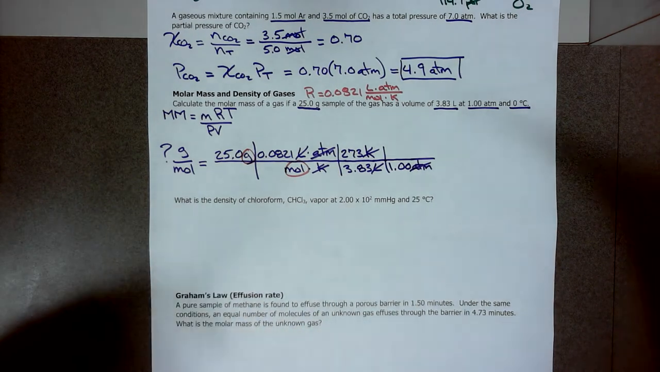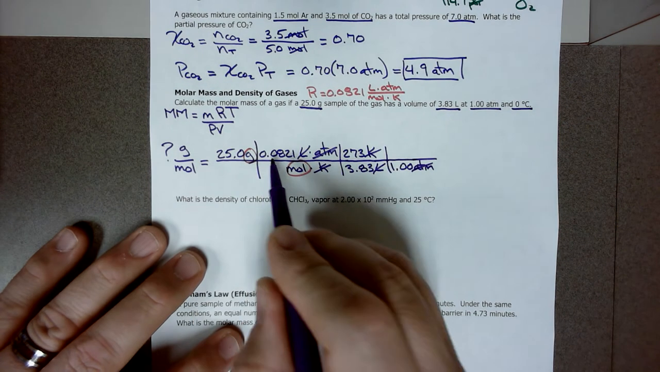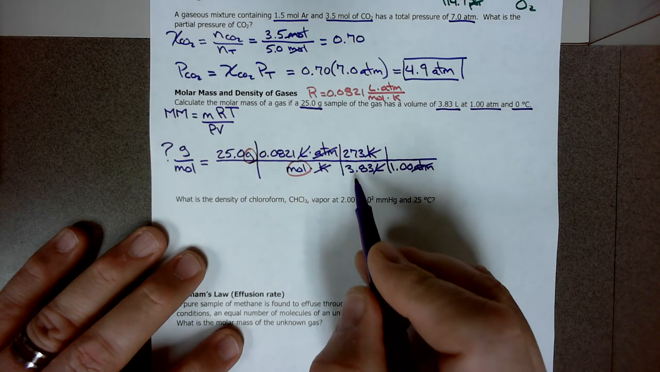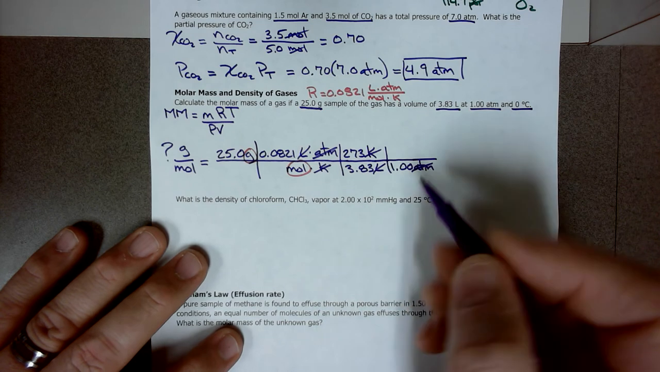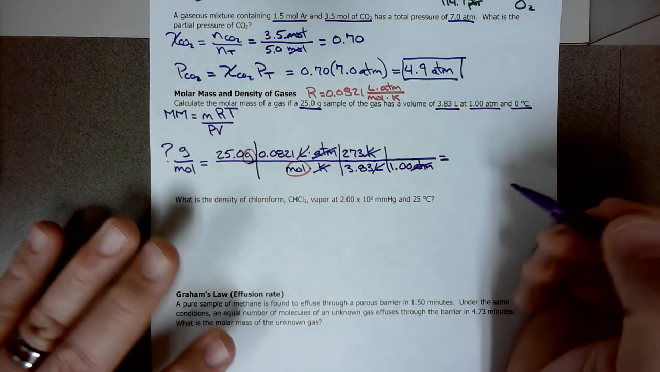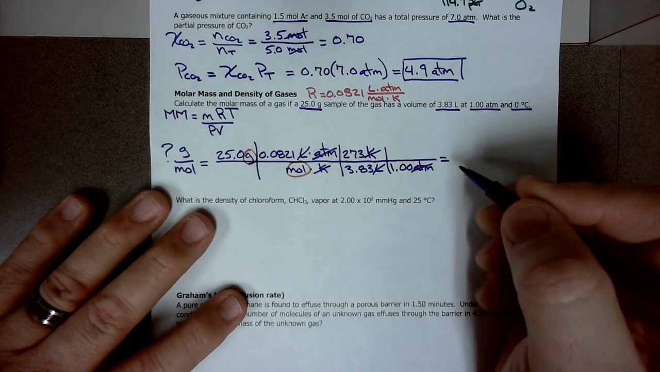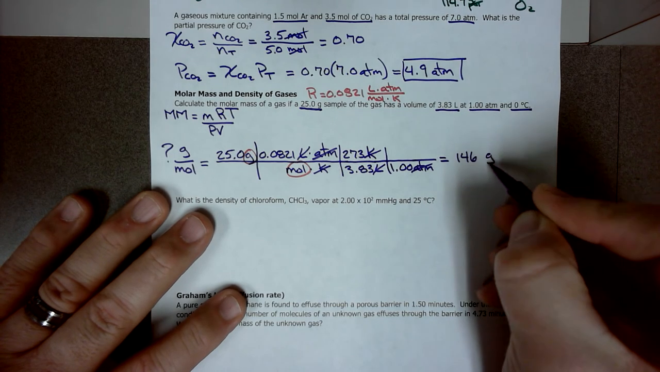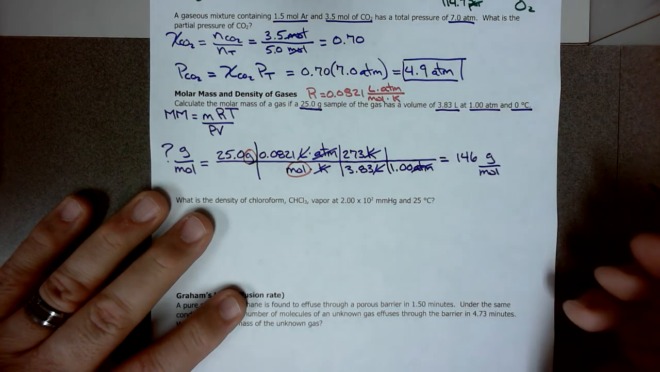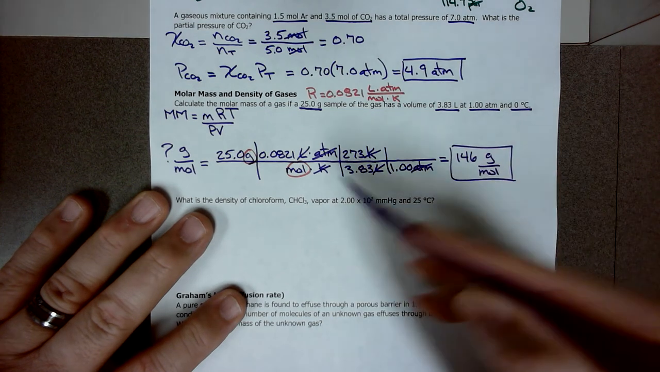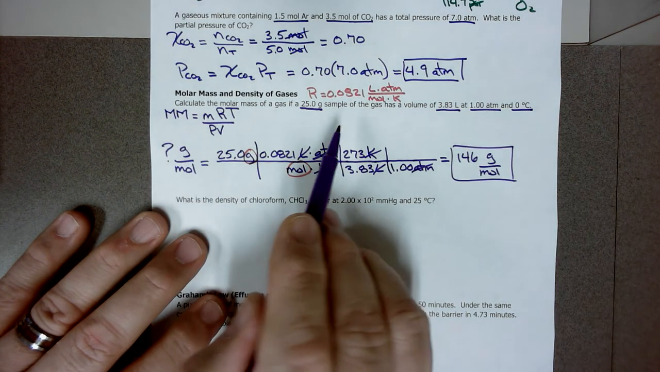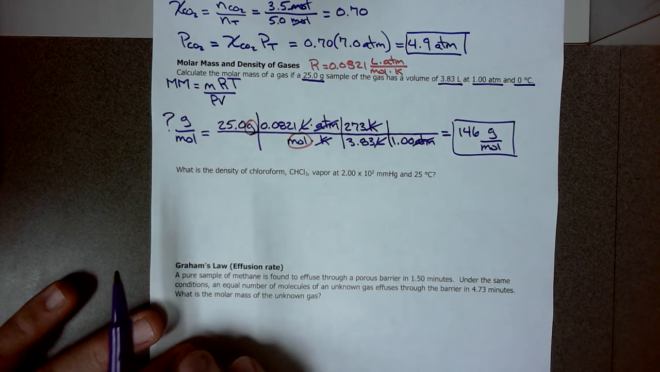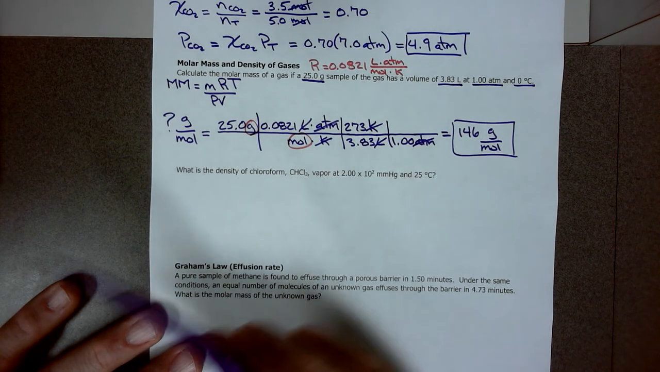So I multiply 25 times 0.0821 times 273 divided by 3.83 divided by 1. So that's going to equal 146 grams per mole. And that's how we do it. Now, if you can remember the equation, you can just plug and chug the equation, and that's good. But if you can't, use your units. And remember, R has the units you're going to need.